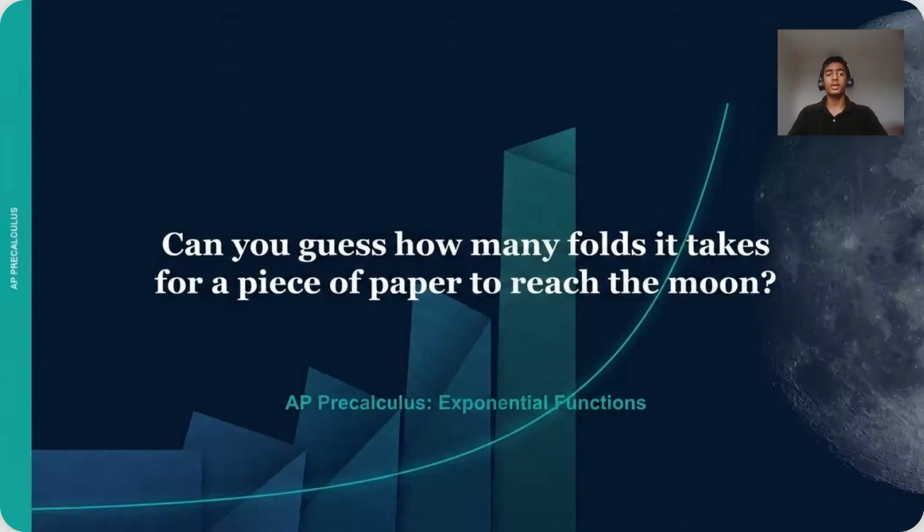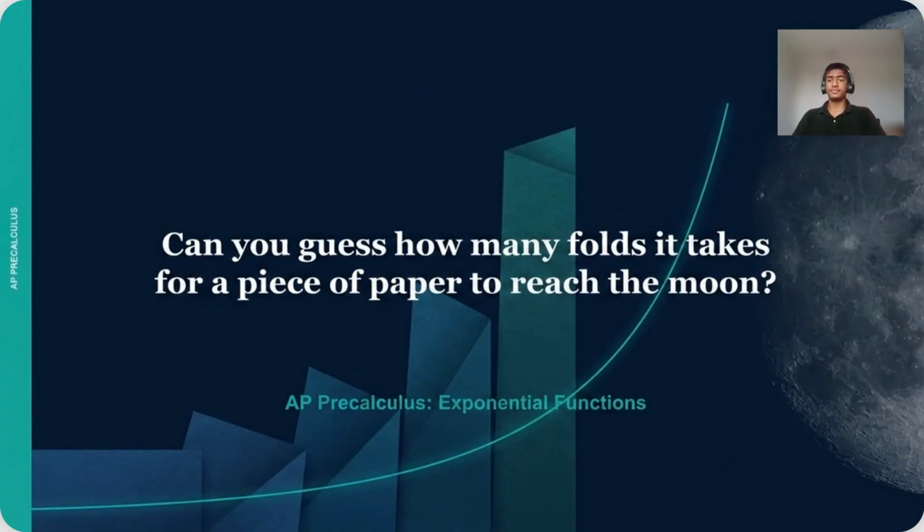What's up, everyone? Today we're doing exponential functions, and I'm going to show you the part that everyone gets wrong. Now, here's a question. If you fold a piece of paper in half over and over, how many folds until it's thick enough to reach the moon? Most people guess in the thousands, but the real answer is 42.